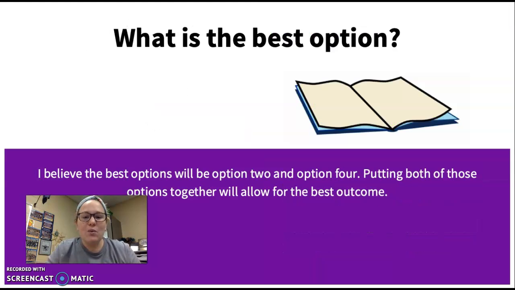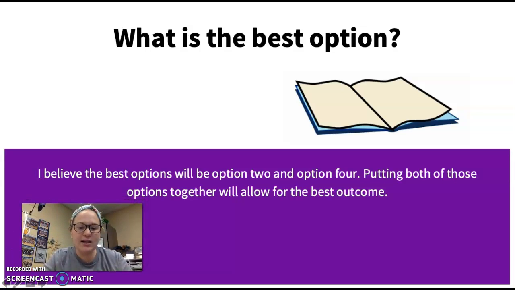Last, what is the best option? I believe the best option is 2 and option 4. If you put them together, you're going to come out with the best outcome. So if you talk to your supervisor, make sure you go about this the correct way so he knows what's going on, knows that you're having issues with this teacher. But option 4 will allow her to not feel so attacked and be willing to work with you. Then you're not having to deal with the court or anything like that.